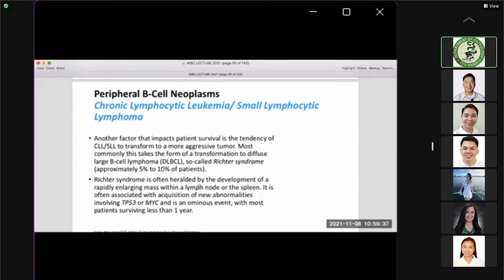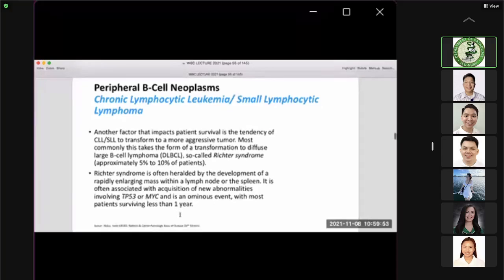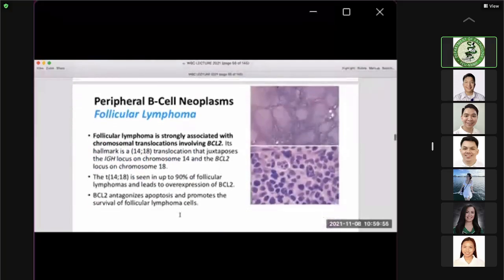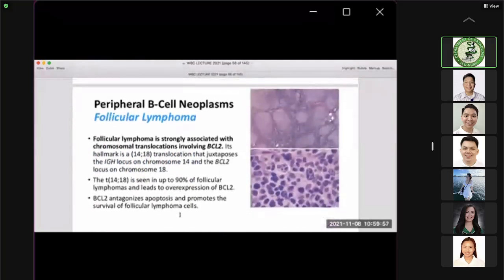So there is development of a rapidly enlarging mass within a lymph node or the spleen, okay, with accumulation of new abnormalities, including these genes. Okay, so patients surviving less than a year, unless you institute certain management or treatment, as we will see later in the different specific lesions. Then we have follicular lymphoma.